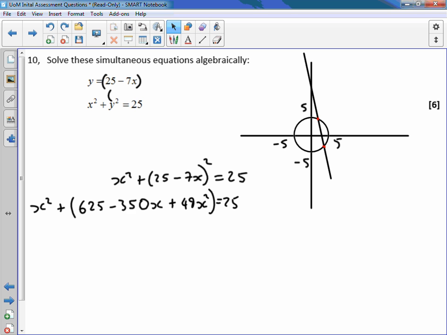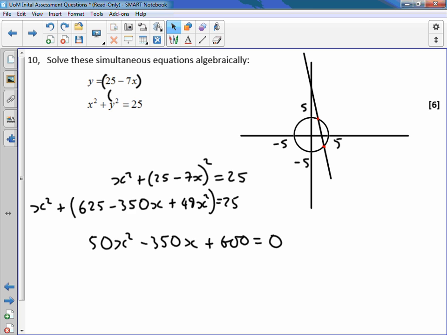So what have I got then? I've got x squared, 49x squared, that's 50x squared. I've got my minus 350x. Then I've got my 625 on the left-hand side. I've got 25 on my right-hand side. Now it's a quadratic I need to solve here. In order to solve a quadratic, it has to equal 0. We need to find its roots. So I have to take my 25 away from both sides. So it leaves me with plus 600 equals 0.